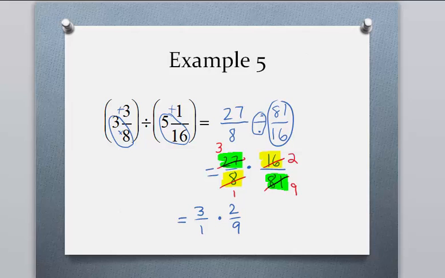Hey, but when I look at that again, I notice there's still a 3 in common. So this 3 and this 9 can still be simplified. 3 divides into 3 one time. 3 divides into 9 3 times. So now I've got 1 times 1 times 2, which is 2, and 1 times 3 is 3. So the simplified answer to this division problem, which is called a quotient, then the quotient is 2/3.